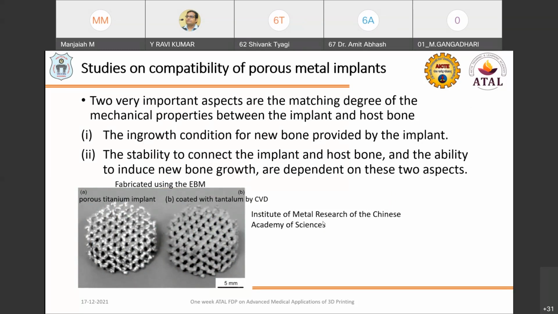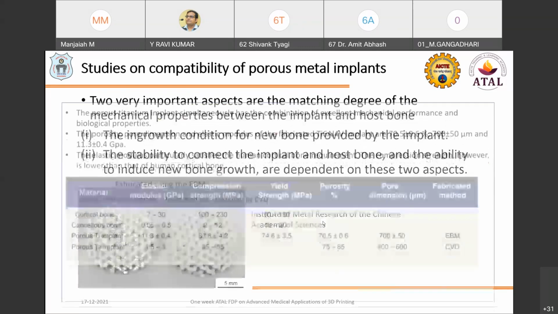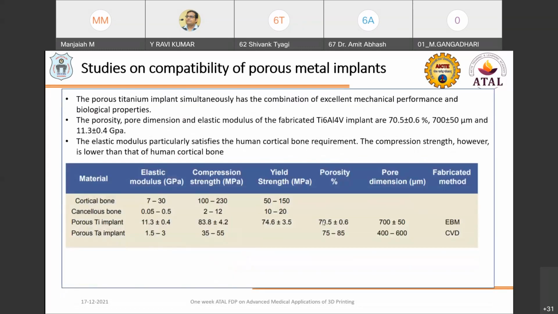That is going to introduce the ability for new bone growth, and it depends on these two aspects. The Institute of Metal Research of the Chinese Academy of Sciences has made these kinds of studies, which are fabricated by this EBM process. They are case specific, looking at how we can address the compatibility of these porous materials.